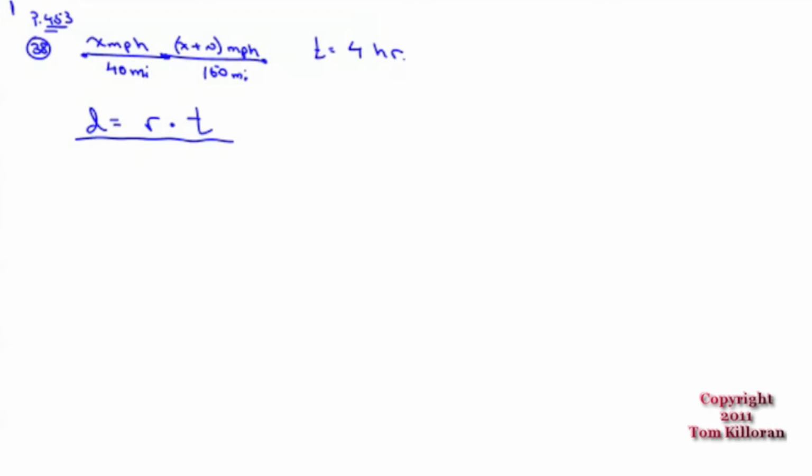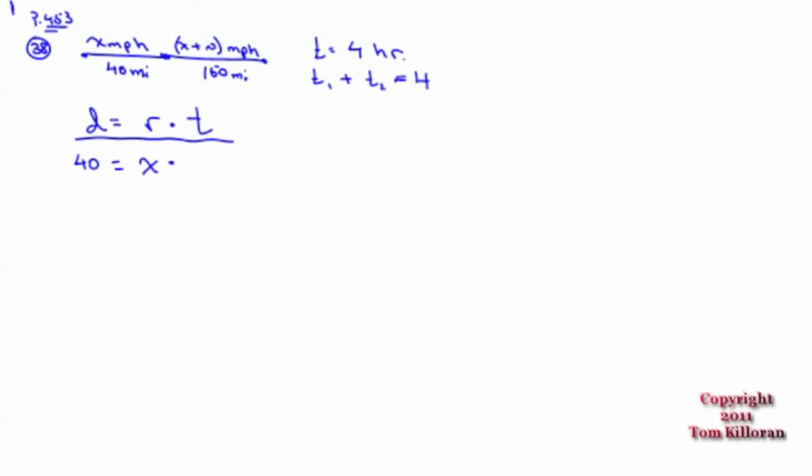So the first distance was 40 miles. Its rate was x miles per hour, and the time traveled, well, we don't know. So this is another one where you're going to say t1 and t2. And I know the sum of t1 plus t2 must equal 4 hours. So there's actually 2 unknowns in this problem. The time is one unknown, the rate is the other unknown.